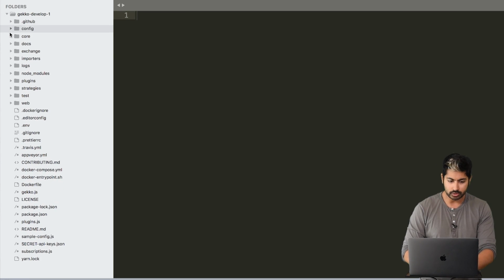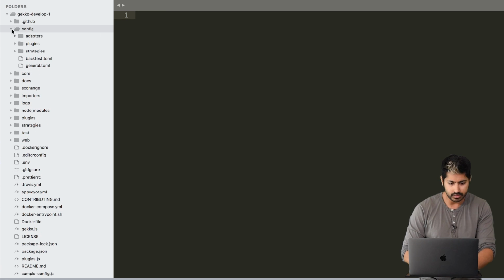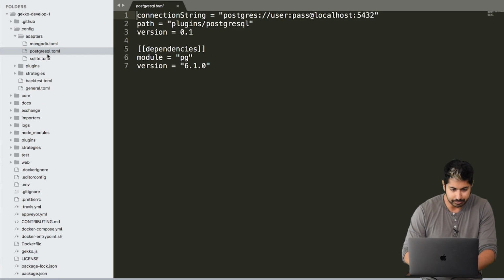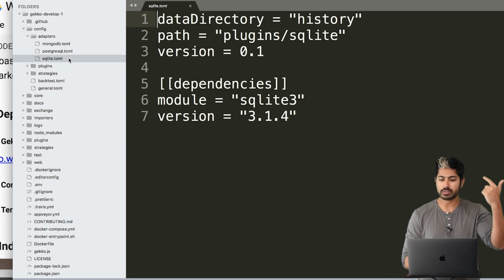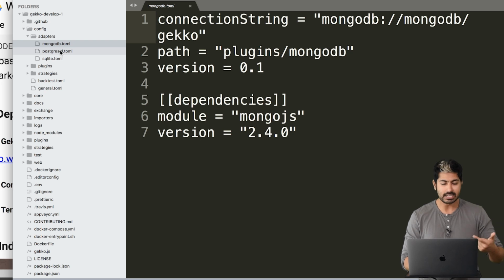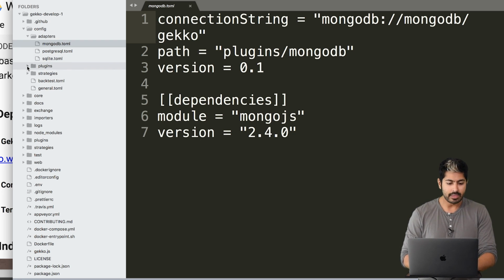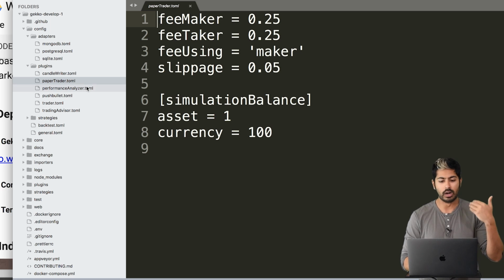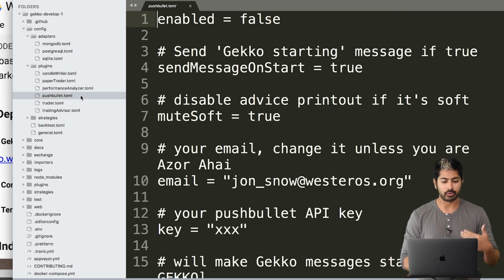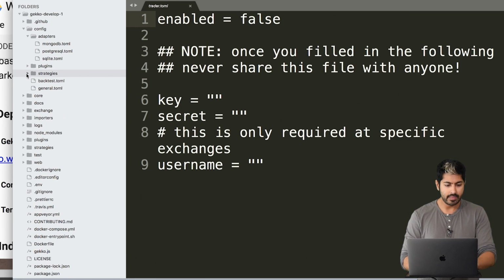So the GitHub folder is just GitHub stuff, nothing really related. We've got adapters, so let's make this bigger. So we can use Mongo, we can use Postgres, we can use SQLite. These are all different databases that it could use, but by default, it's using SQLite. And then for plugins, there's quite a lot of plugins that we could use for any number of different variables, right? And then we've got strategies.